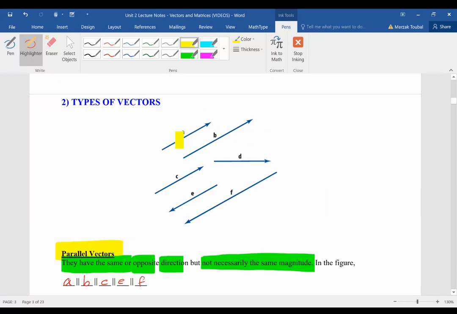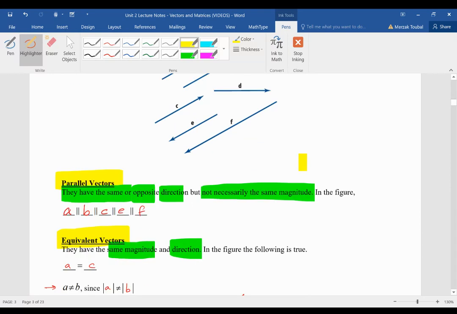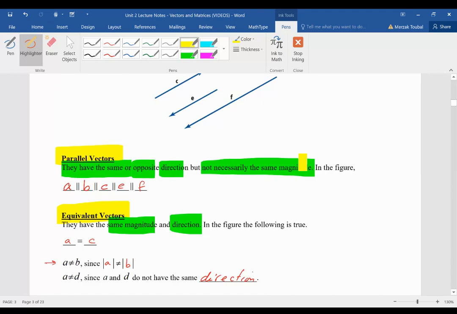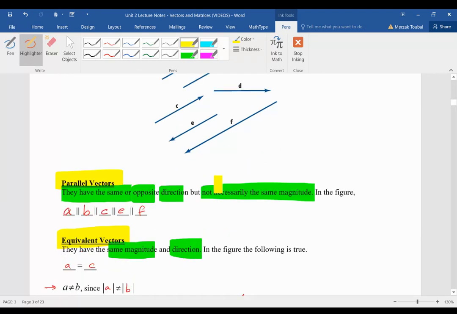Let's look at our figure and see which two vectors are opposite vectors. To me, it looks like vector A and vector E are opposite vectors. They have the same magnitude, opposite direction. These are the only two that have the same magnitude and opposite direction. Or probably there is more. We'll see. Yeah, more, sorry. So A and E, also C and E. They have opposite direction, so they are opposite vectors.